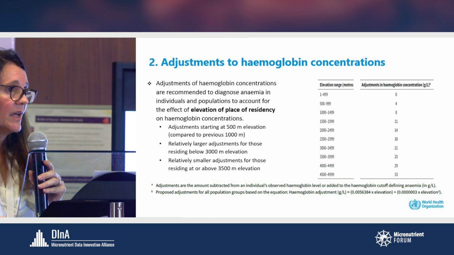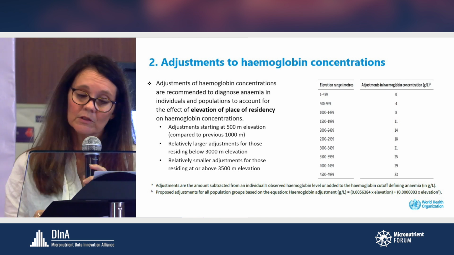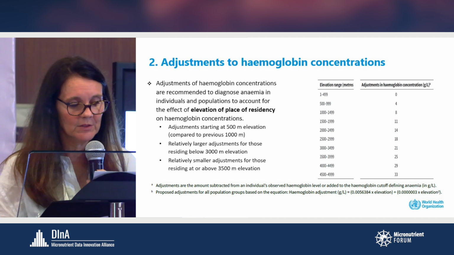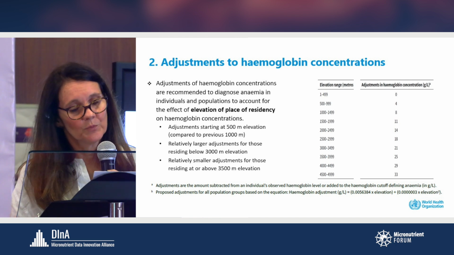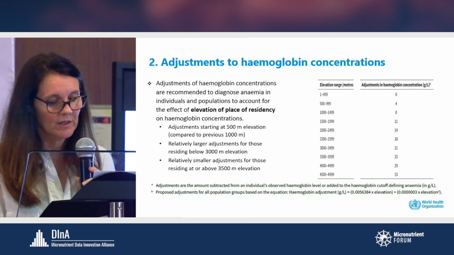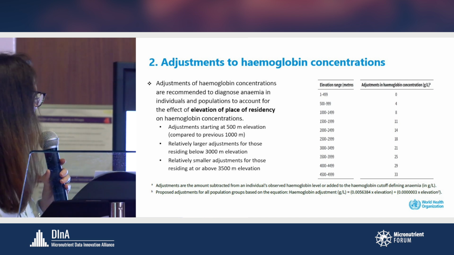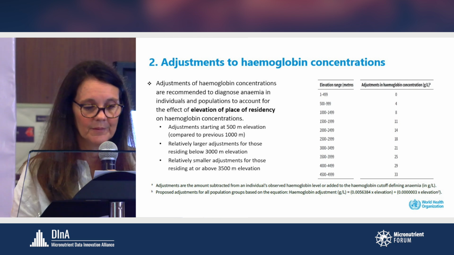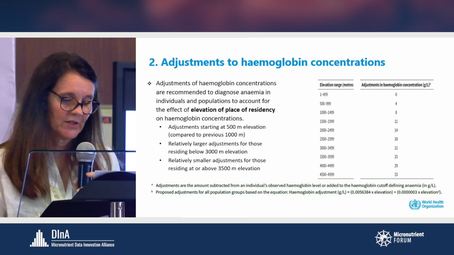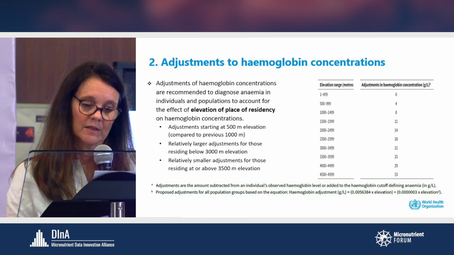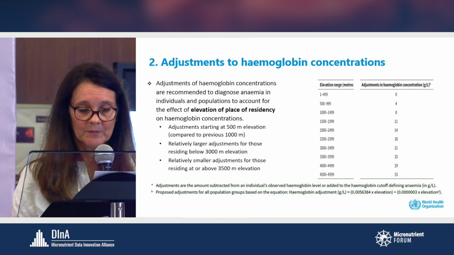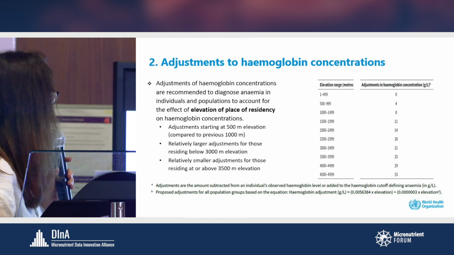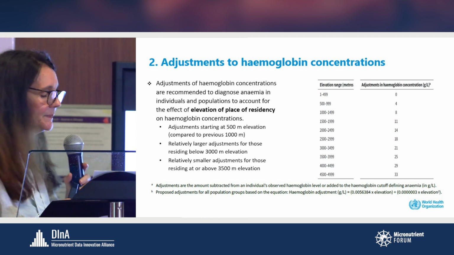The users have an option to use the categorical adjustment factors that is provided on that table starting at 500 meters, or when specific information is known about the elevation at the place of residence, a formula can also be utilized, and that formulation is provided at the very bottom of the table there. These adjustment factors can be applied by subtracting the amount recommended from an individual's observed hemoglobin level, or by adding the amount recommended to the existing hemoglobin cutoff. So there's different ways that you can apply it.